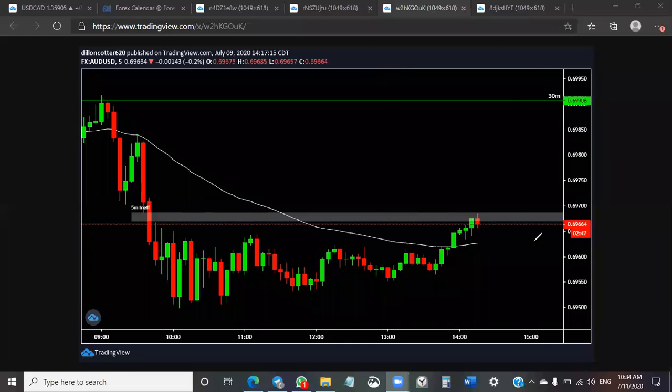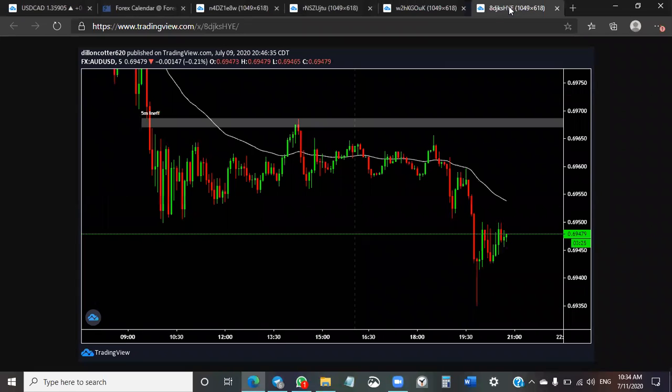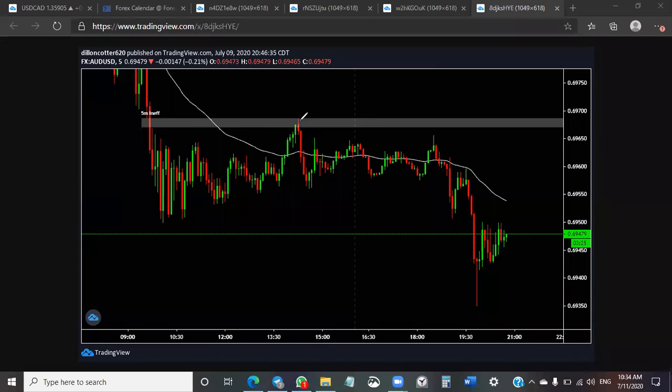Okay, so here was the before setup, and here was the after setup. So you can see cleanly there was rejection. This is on the 5-minute time frame. So I think this was about a 2 pip drawdown for a maximum, I think it was around 42 pips.